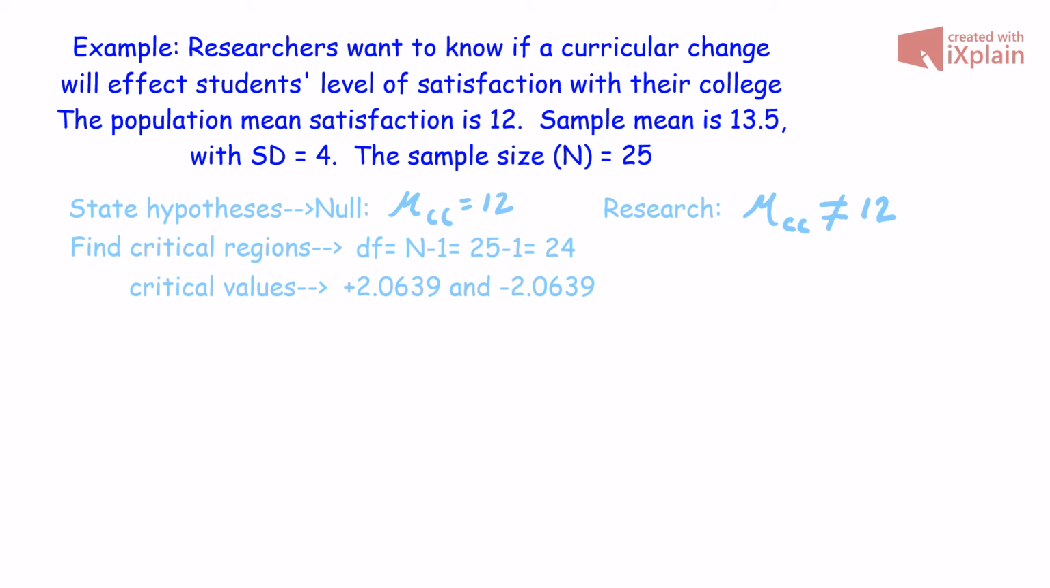If we look up 24 for a two-tailed hypothesis test, this is going to be two-tailed because, again, we don't have an expectation. We don't know if this curricular change is going to increase or decrease people's satisfaction. We have no expectation. So we're going to have two values. We go and look up 24 in the back of the book under two-tailed, and we'll find 2.0639. And now we know that it's two-tailed, so we're going to have a critical value on the negative side and the positive side at that value.